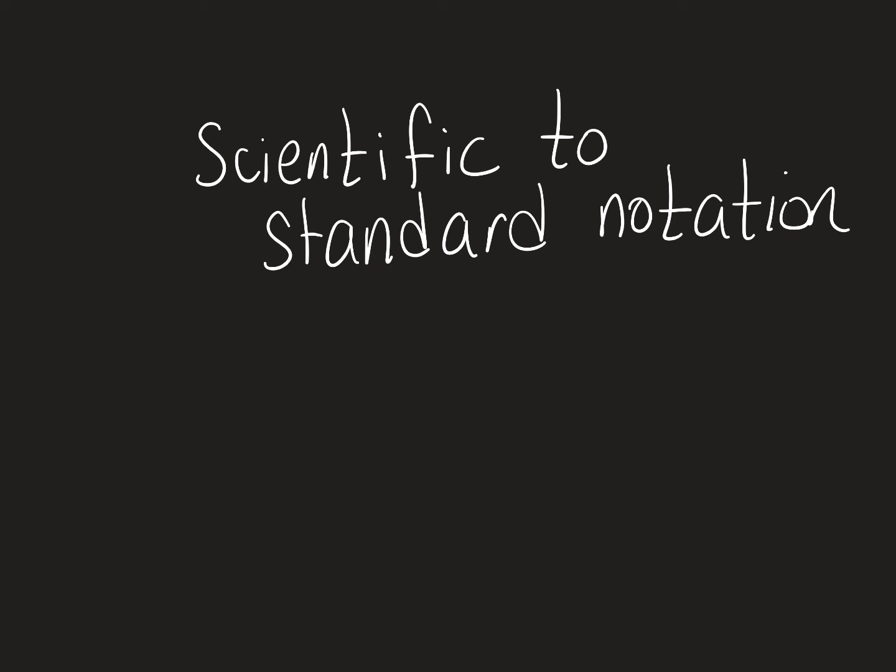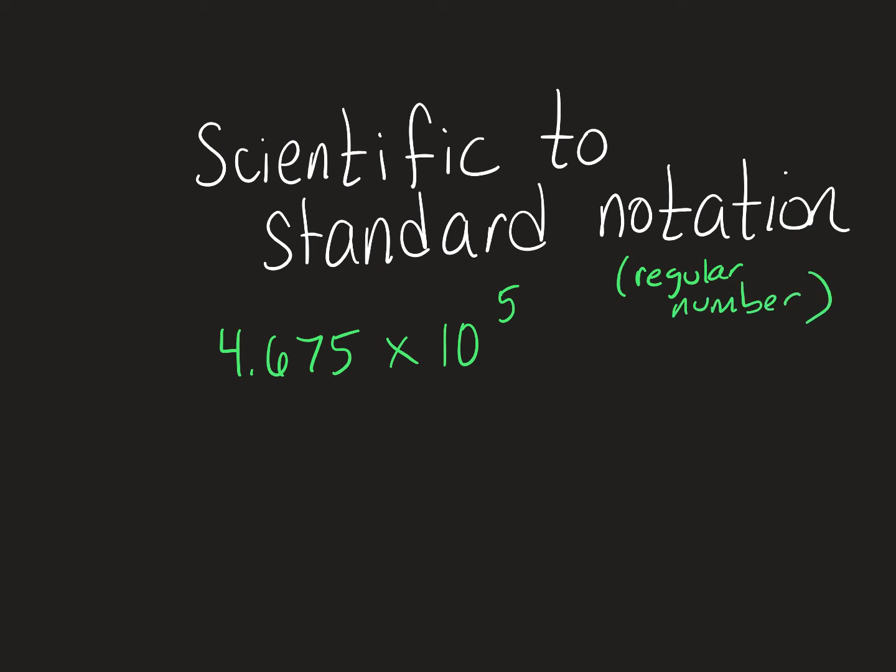If we go from scientific notation to standard notation, the problem could say, please write this in standard notation. Let's take this problem for example. Let's say you have 4.675 times 10 to the 5th, and they say, write this in standard notation. You want to think, they want me to turn this into a regular number. Think big number, because the power is positive.